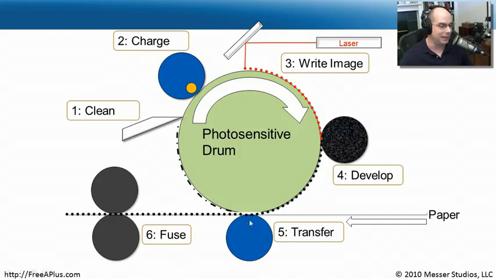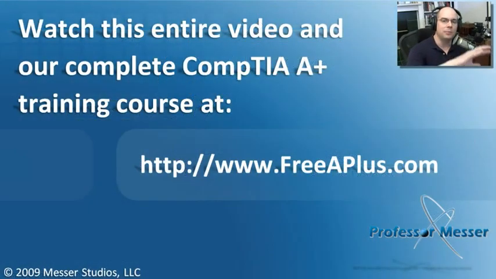Once it transfers and fuses that, you notice there's a little bit of toner that sometimes is still stuck to the photosensitive drum, which means when we try to start another printout, we're going to have to clean it, and now the process starts all over again from the very beginning.